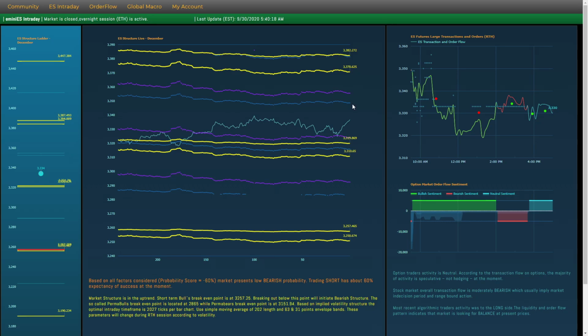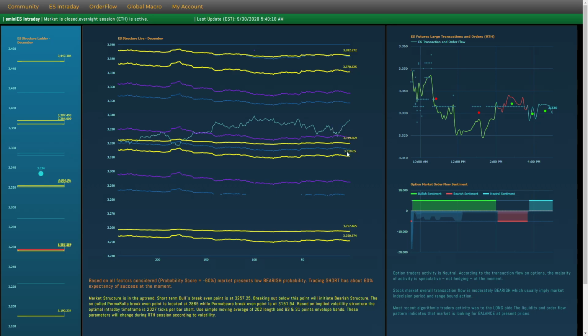The first target is the midpoint, so it's the 50% of the range between the zones. You can see it also on the ladder here, the light blue lines. This is the midpoint, just a 50%. So I would scale out the first part and then try to ride the rest down to the opposite zone.